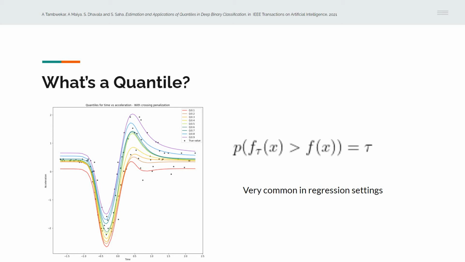And you can see here that when we add quantiles into the mix, instead of getting just a single curve, we're actually able to capture the uncertainty of the entire distribution. We gain a lot more information. And this is very common. You see it very often in regression settings.